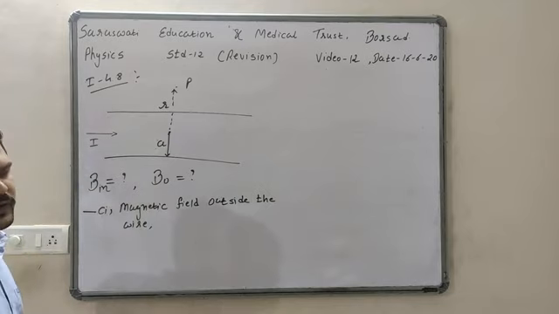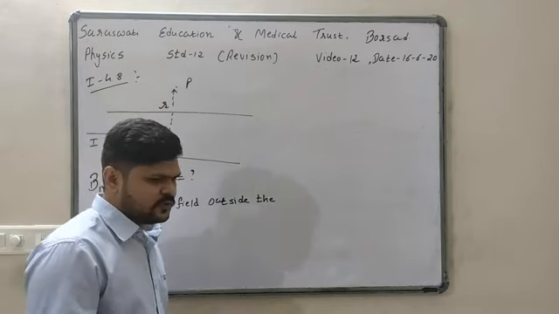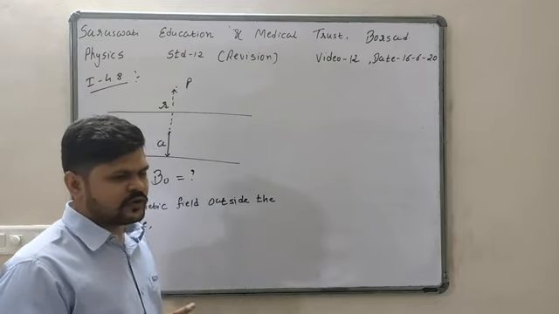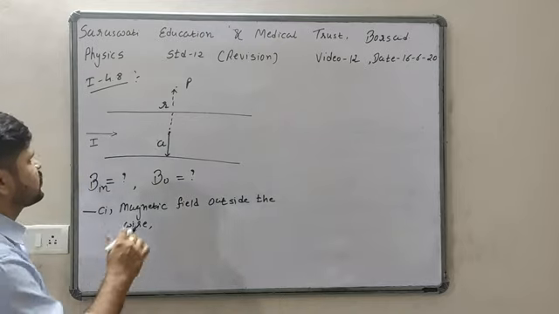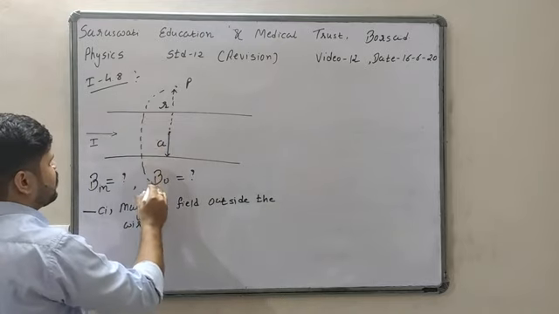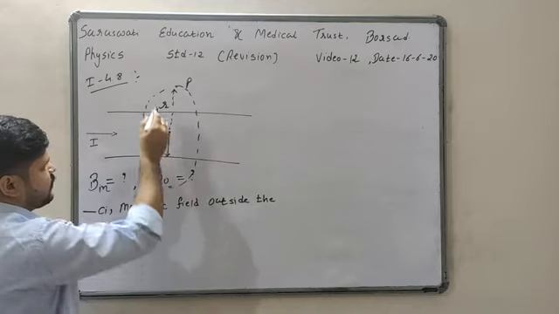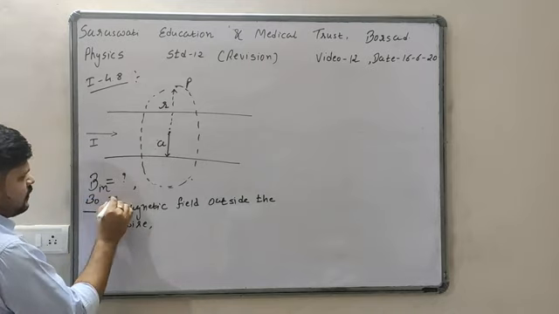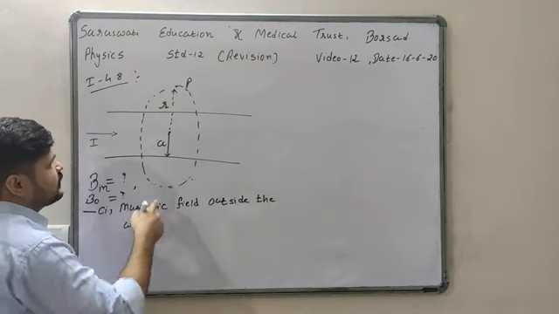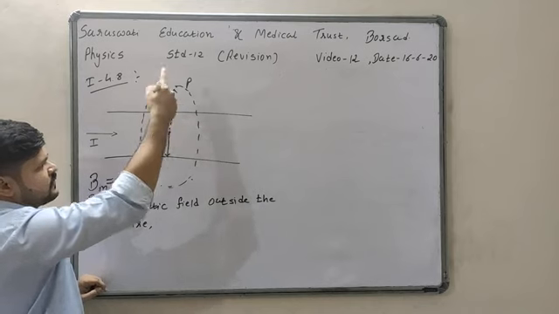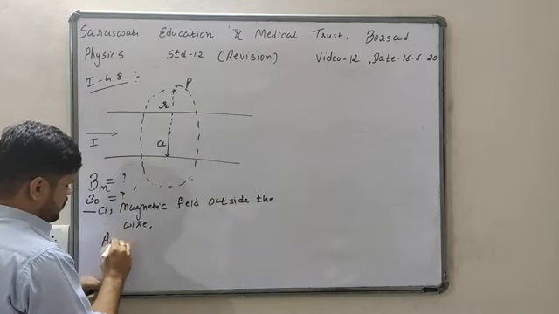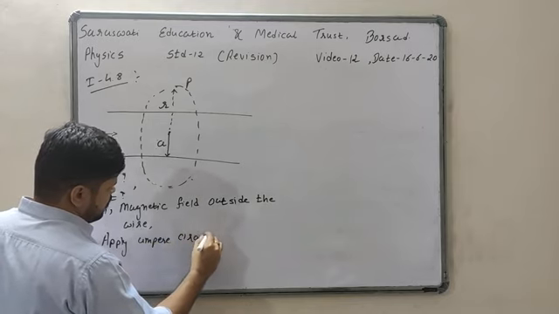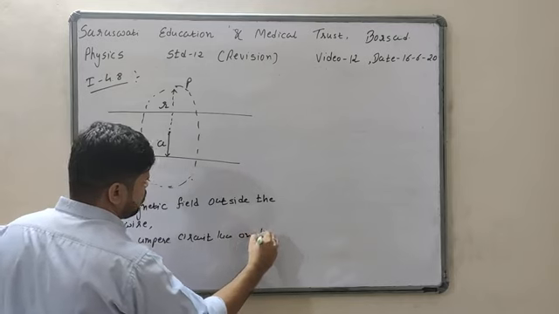So first of all, consider one Ampere loop. Same as Gauss law was applicable only on a Gaussian surface, here Ampere law will also be applicable only on an Ampere loop. So suppose we are taking one Ampere loop passing through the point P, of radius capital R. So for the magnetic field outside the wire, apply Ampere circuital law on this loop.